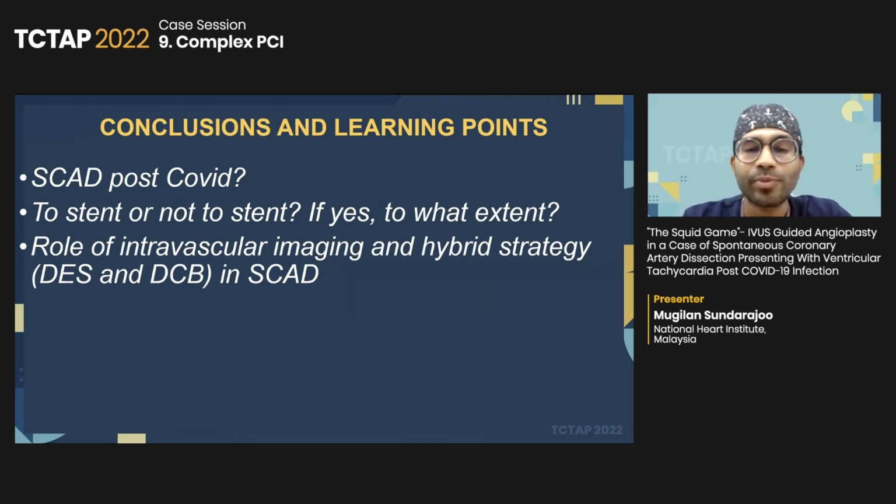So the strategy is when we want to perform a drug-eluting stent for this kind of dissection, we want to extend the stent at least 5 mm proximally and also distally. But the issue that we're having here is a very long, diffuse dissection when extending distally, and we did not want to extend the stent further down.